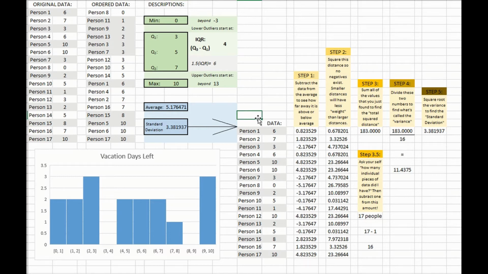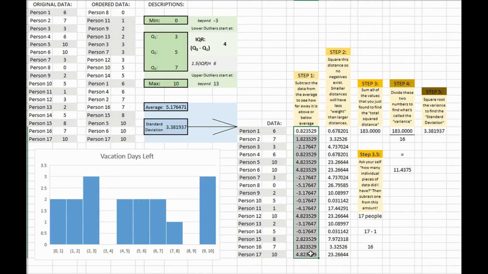And it's important that you understand the process, even though a lot of times we'll use our calculator or a computer to find it, just because it's time intensive. So the first thing you have to do is take your data, and step 1 says subtract the data from the average to see how far away it is, either above or below.